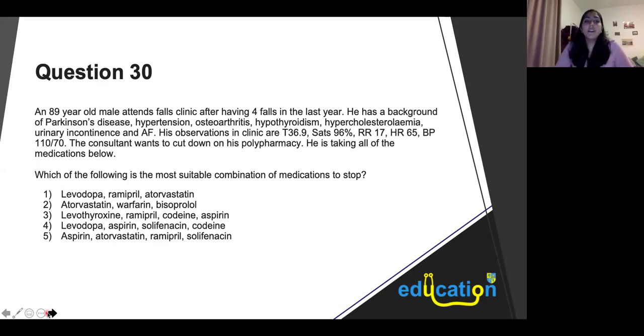All right, an 89-year-old male attends Falls Clinic after having 4 falls in the last year. He has a background of Parkinson's disease, hypertension, osteoarthritis, hypothyroidism, hypercholesterolemia, urinary incontinence, and AF. His obs in clinic are he's afebrile, he's saturating okay, respiratory rate is 17, heart rate is 65, blood pressure is 110/70. The consultant wants to cut down on his polypharmacy. He's taking all of the medications below. Which of the following is the most suitable combination of medications to stop?